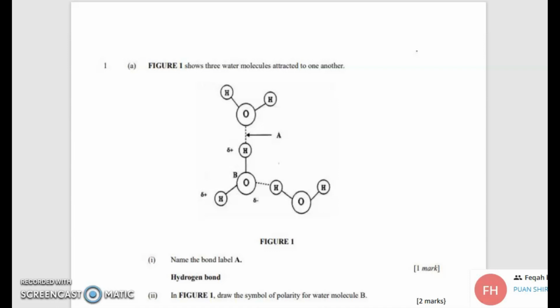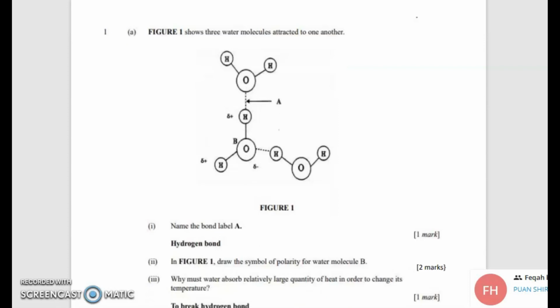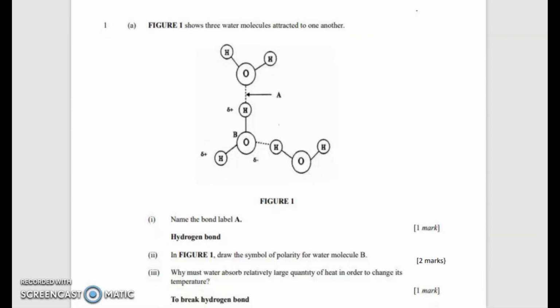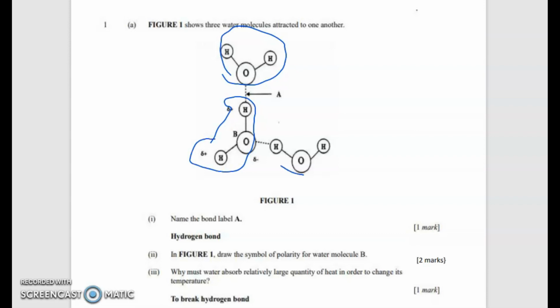Okay, by the way, the questions are all about the subtopics in Chapter 1, Molecules of Life. The first question comes from the first subtopic, which is water. Figure 1 shows three water molecules attached to one another. So here is the first water molecule, molecule A, then molecule 1, molecule 2, and molecule 3.